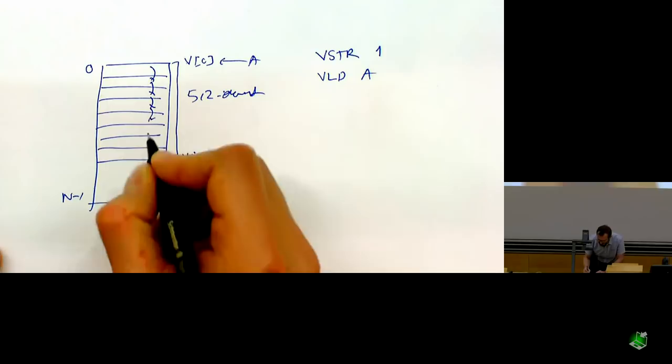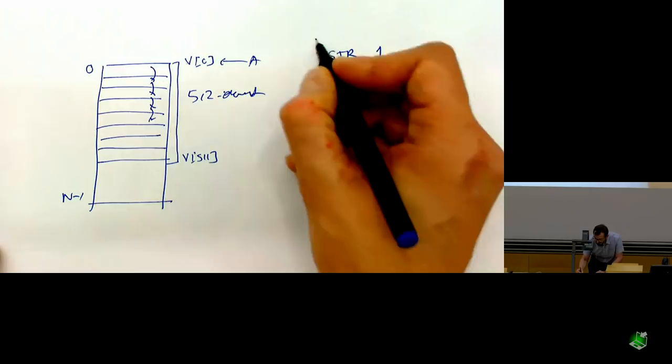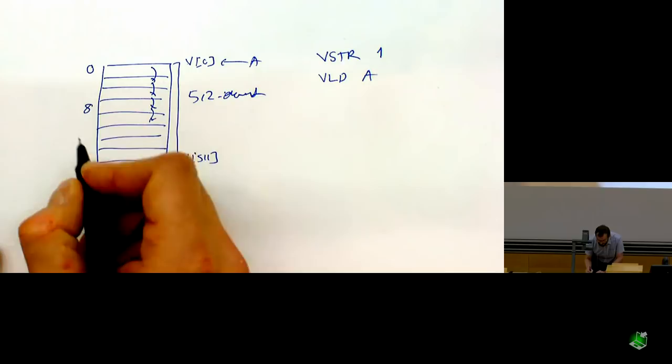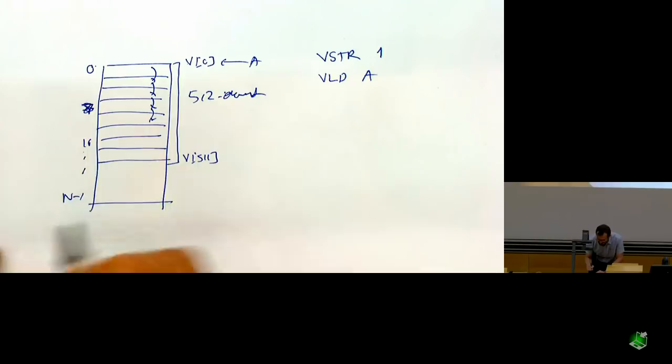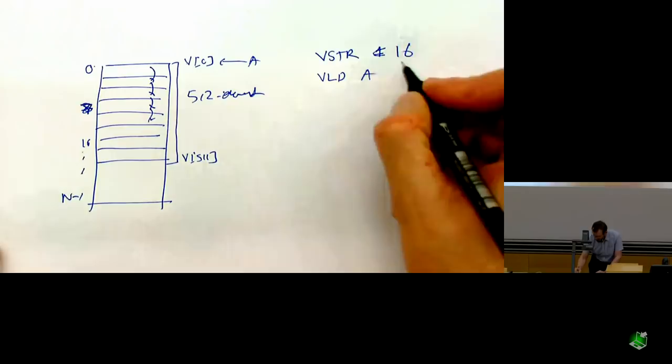But let's say you don't want to access every single element of this vector. You want to access every eighth element of a vector for whatever reason, right? You want to access element 0, element 8, element 16, dot, dot, dot. You don't set the vector stride to 1 then. You set the vector stride to, not 16, 8.